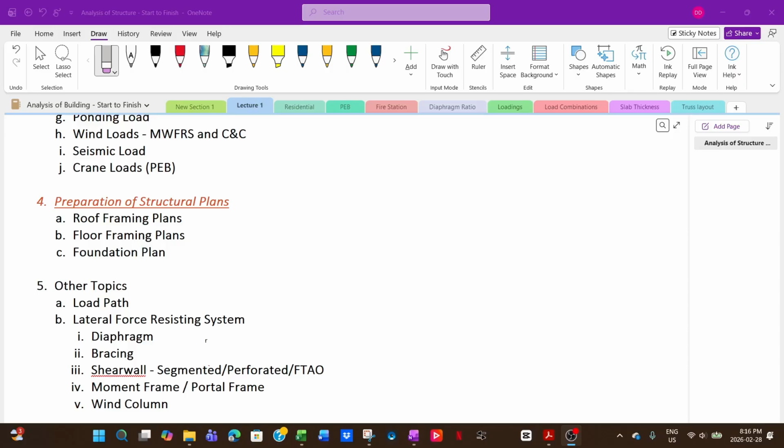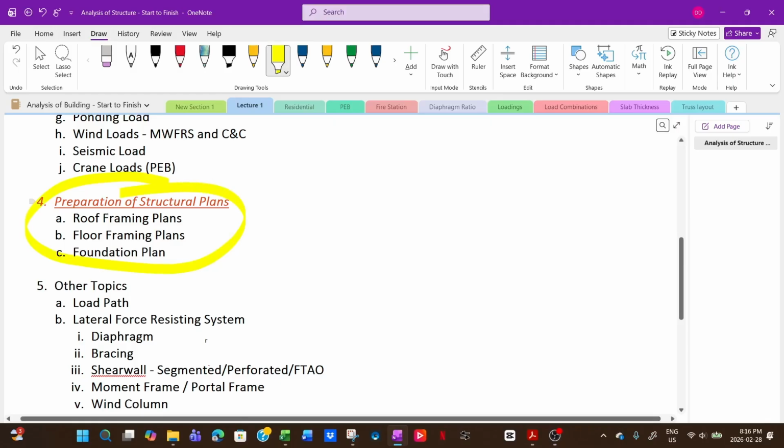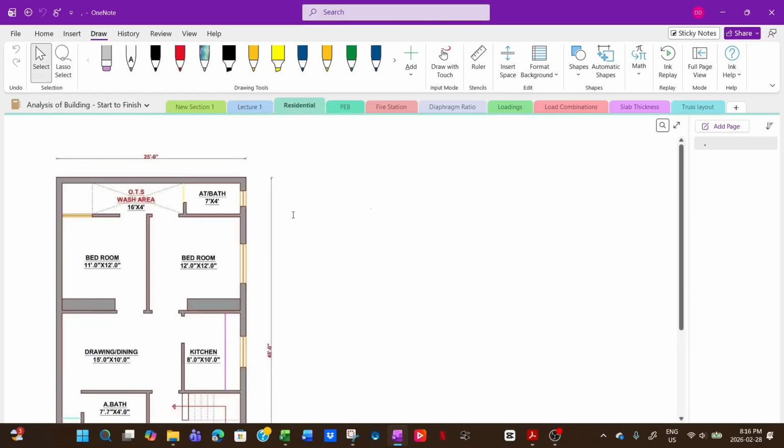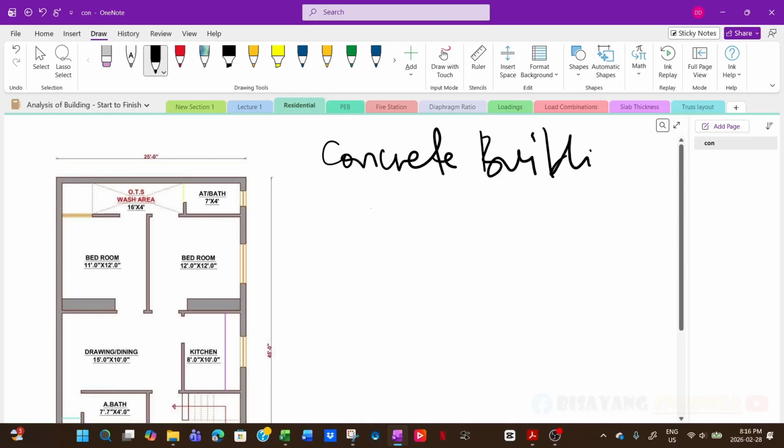So in this video, we will be discussing preparations of structural plans. We will discuss these two at the same time, roof framing plans and floor framing plans. And in this video, we will start with concrete framing. So for this residential building, we will try to do a framing plan first, considering this is a concrete building or concrete frame.